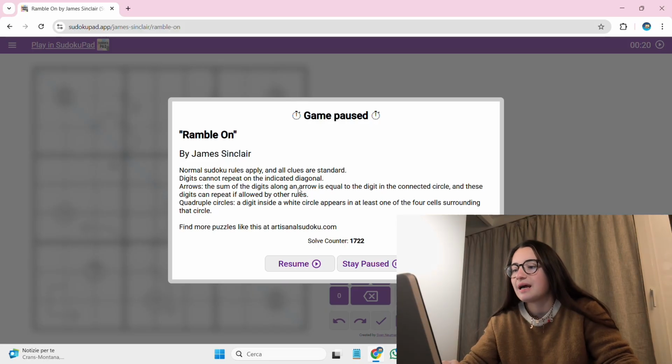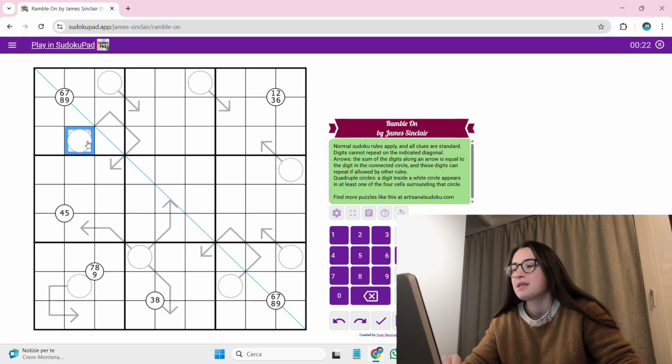Then arrows: the sum of the digits along an arrow is equal to the digit in the connected circle, and these digits can repeat if allowed by other rules. What it means is, for example, in this arrow, these 3 digits sum to the digit in the circle. So let's say this is 6. This can be 1 plus 2 plus 3. Okay, and they can repeat. So for example, this could be 3 3 1, which would be 7.